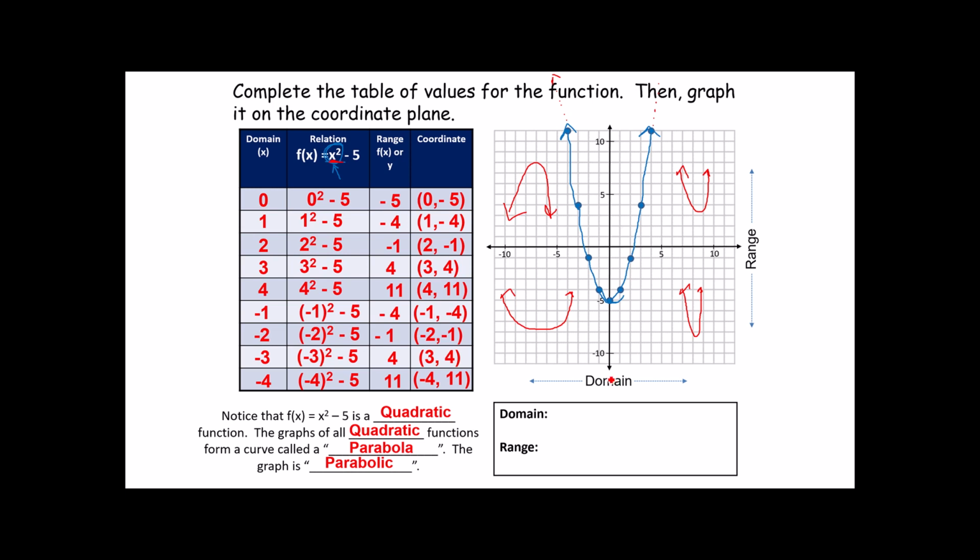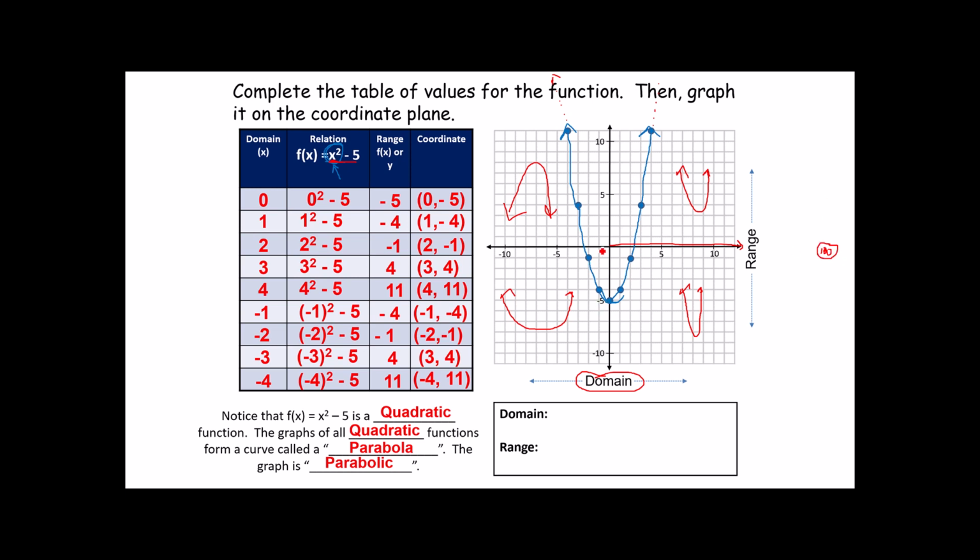That's important because that leads us to our domain. No matter how far I go to the right, no matter what number I pick that's over here to the right, if I stick it into this function, it is going to give me a solution. So if I were to stick in, say, 100, 100 squared is 10,000, take away 5 is 9,995. So the dot out here at 100 would be way, way up here off the graph, but it would exist. It would give me a value.